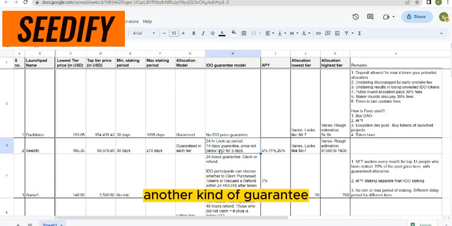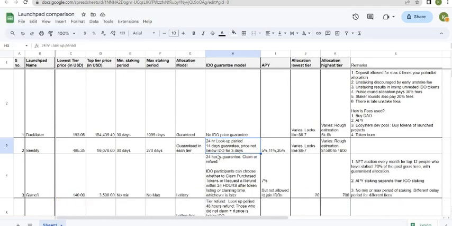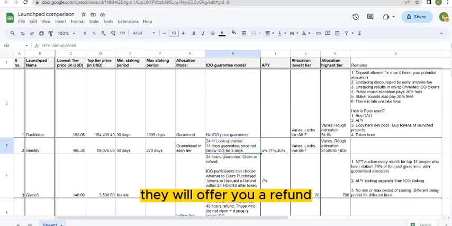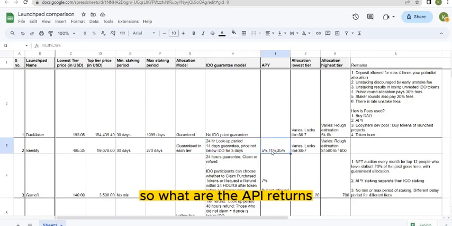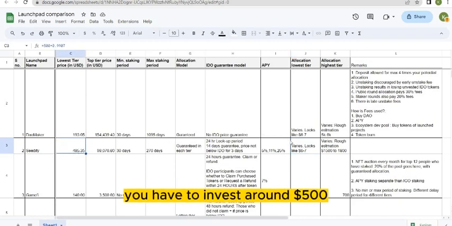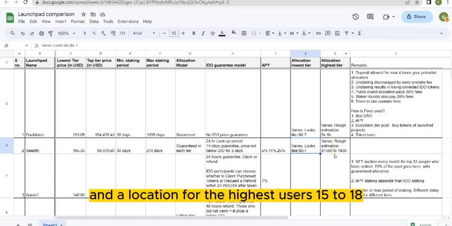Another kind of guarantee which they are offering is a 14 days guarantee model, where if the token price goes below IDO price and remains below for 3 continuous days, they will offer you a refund. So what are the APY returns? APY is 5%, 11%, and 25% depending on the tier. And what is the allocation in the lowest tier? In the lowest tier, as you can see, you have to invest around $500. The allocation you get is about $6 to $7, and allocation for the highest tiers is 1500 to 1800.